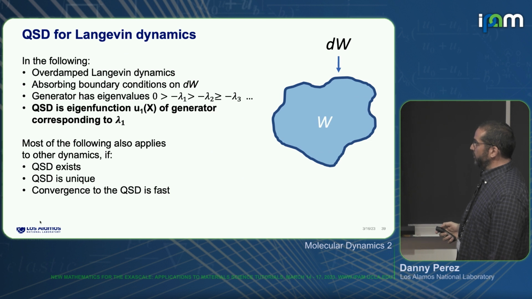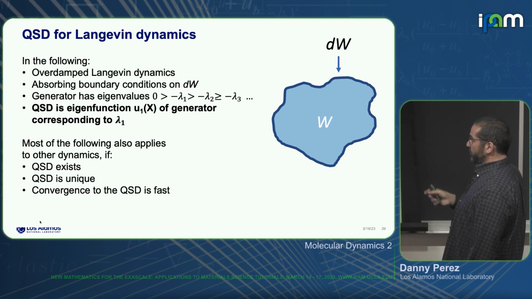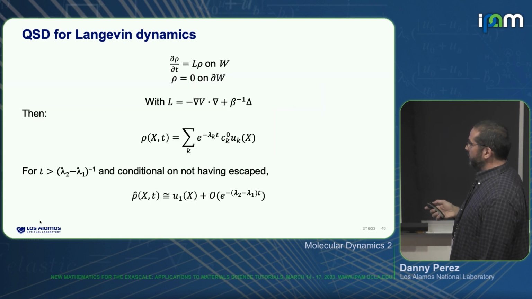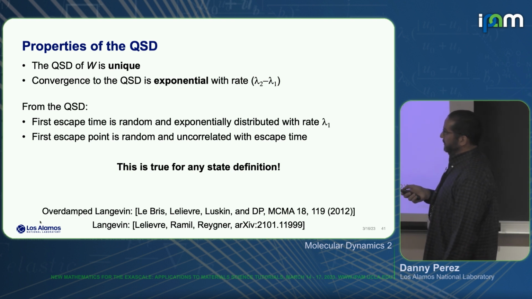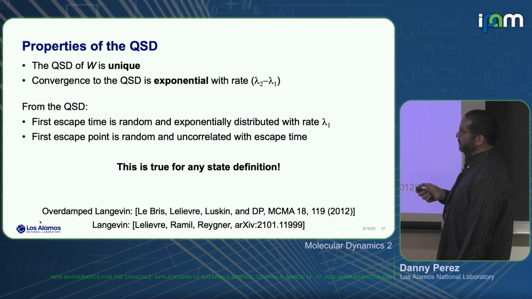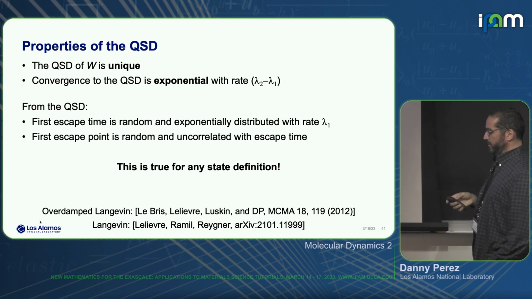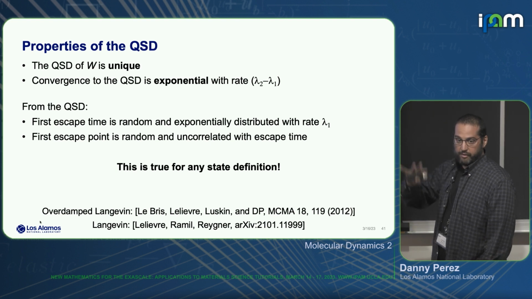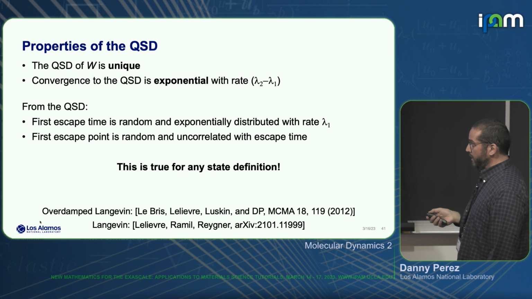So why am I telling you about this? Well, it turns out that this distribution has very interesting properties. You can show that the distribution is unique. So no matter where I start in the state, I'm going to converge to the same quasi-stationary distribution, just like with equilibrium. However I initialize my system, at some point I'm going to reach the same Boltzmann distribution. So this is the same concept here.